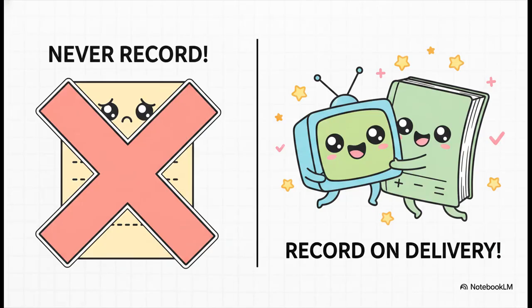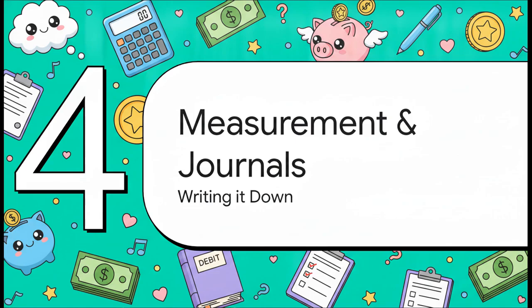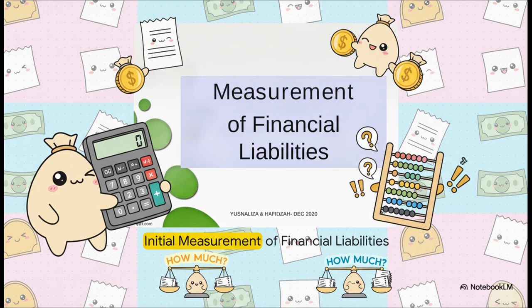To summarize our third section, never, ever fall for the trick of recording a payable on the order date. An order is just a commitment. You always have to wait for the delivery and receipt of the goods to prove the performance obligation is actually met. And finally, Section 4, Measurement and Journal Entries. It's time to write it down. You guys are doing fantastic so far.